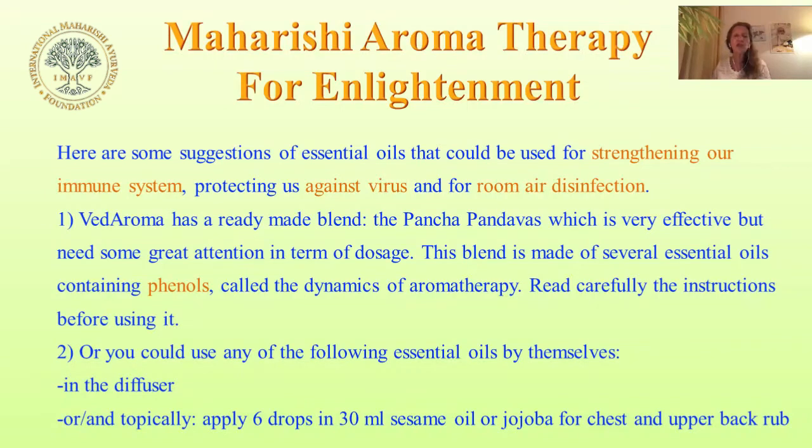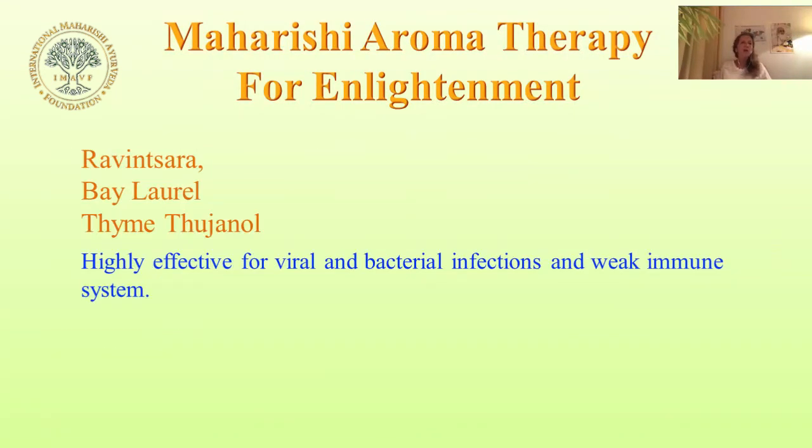So here are some suggestions of essential oils that can be used for strengthening our immune system, protecting us against virus, and for room air disinfection. I'm going to give you just the name of a few of them. You could use them in a diffuser and topically, applying 6 drops in 30 milliliters of sesame oil or jojoba for chest and upper back rub. So Ravinsara, very good. Bellorel, thyme tujanol. So make sure you see the difference. Thyme tujanol is different than thyme thymol.